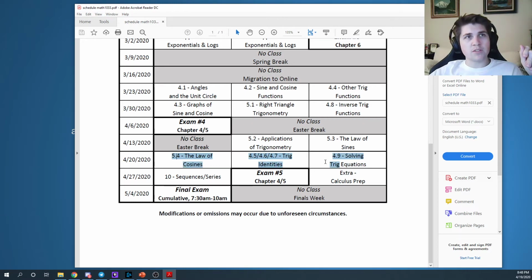This week we're going to be wrapping up chapter 4. We're actually going to save this section on trig equations for next week. So next week we're going to work on trig equations, which is a whole other can of worms, and do a little bit of calculus prep. We probably will not have time to work on chapter 10, which is a little bit of a shame, but I'm sure you've seen a lot of that math before.